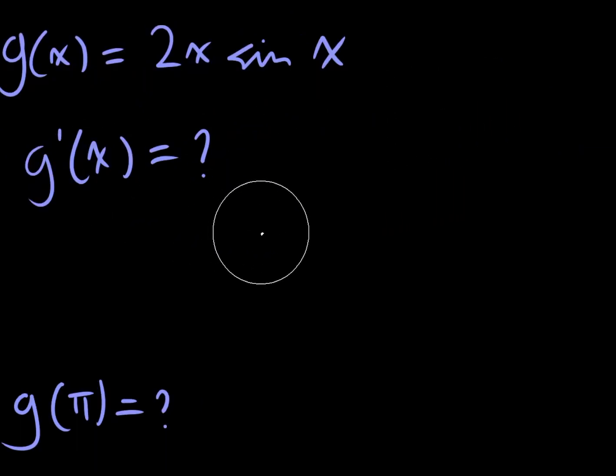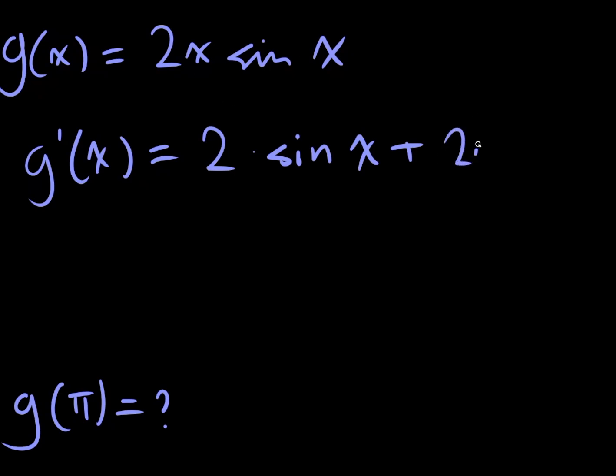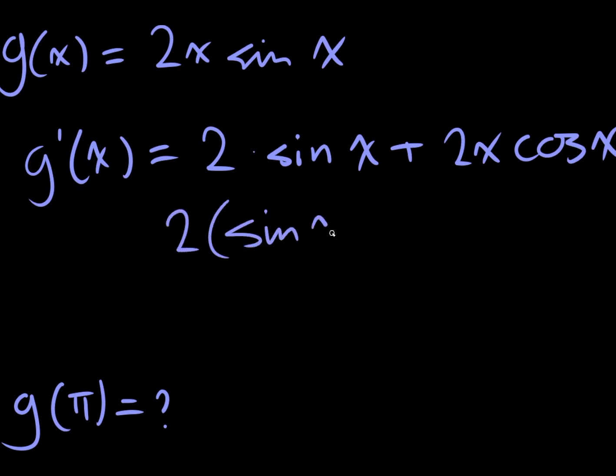So for the fourth question here, we're just going to use the product rule. Derivative of 2x, this is 2, multiplied by sine x, plus 2x times the derivative of sine x, just cosine x. And then I'm going to factor out 2. We get that 2 times sine x plus x cosine x is our derivative function.